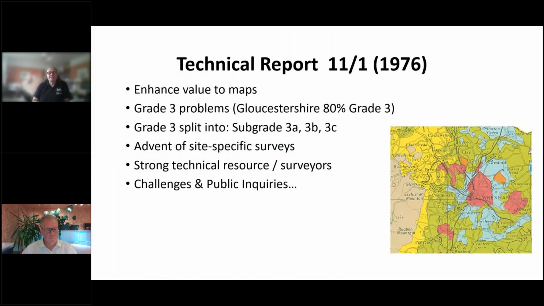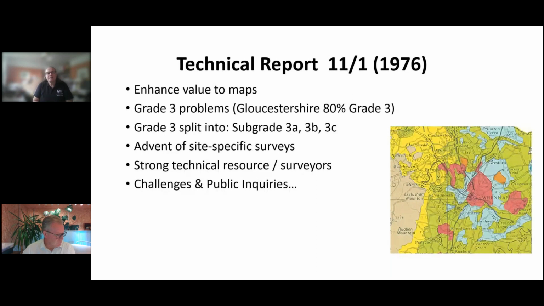So in 1976, the TAC 11 was further developed into TAC 11.1, and this was to try and deal with some of those issues. For example, in some counties, such as Gloucestershire, there was basically grade 3, which wasn't really very helpful for the planners. And so they wanted to develop a more refined system that would allow some of the subdivision of 3B to take place so that we could identify the better quality land from the slightly lower quality.